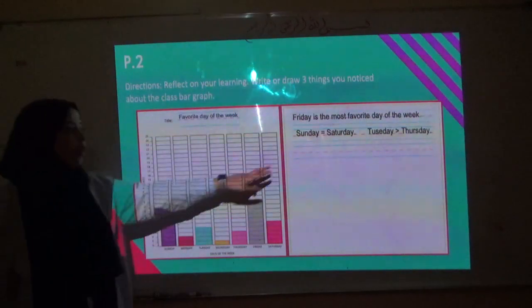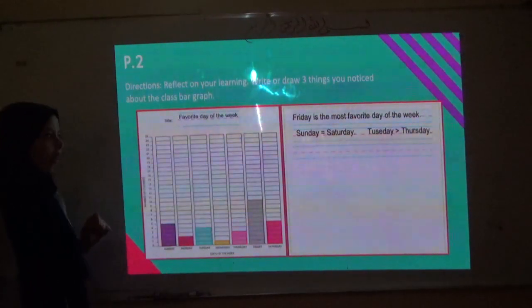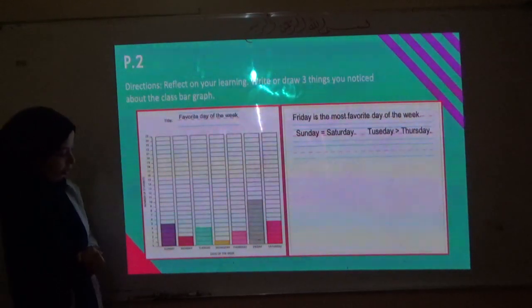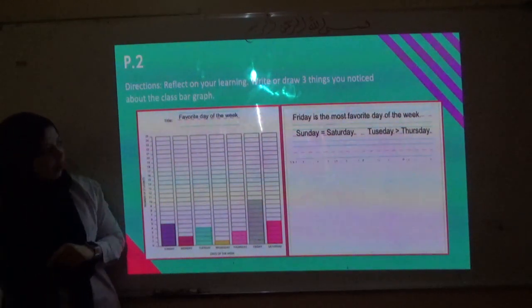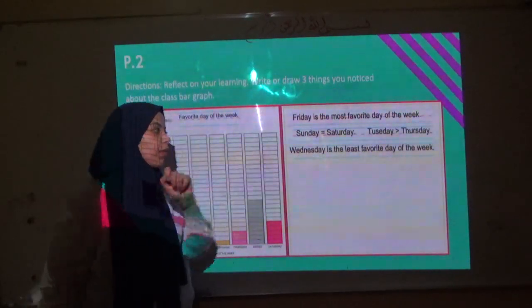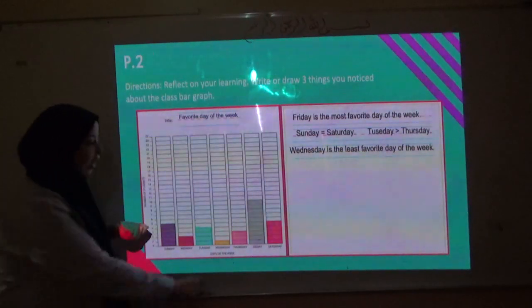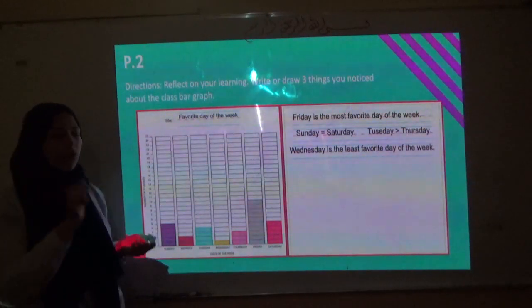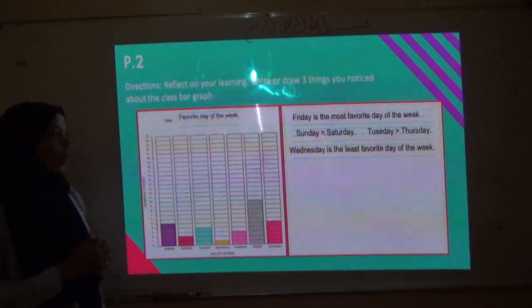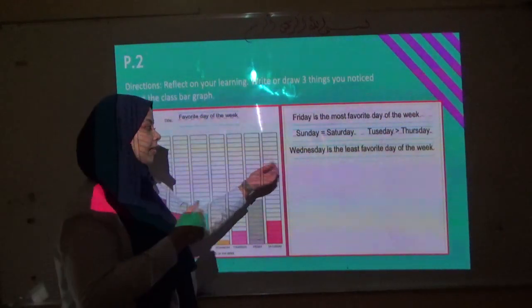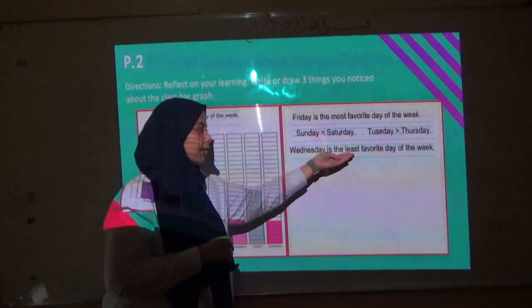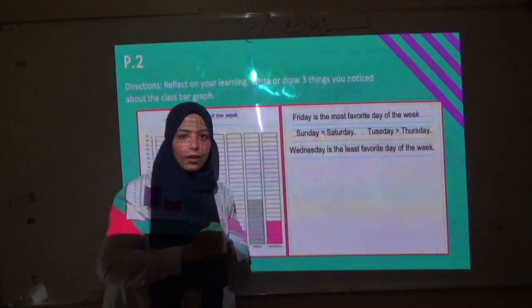Again, I have the last sentence I have to mention. I have a lot of information, as I said before. Wednesday is the least favorite day of the week. Why? Because I only have 1 student who voted for Wednesday as their favorite day. So when writing it in a sentence, I will say Wednesday is the least favorite day of the week.